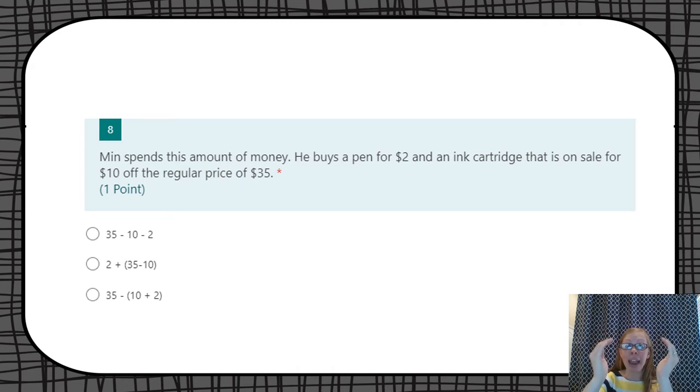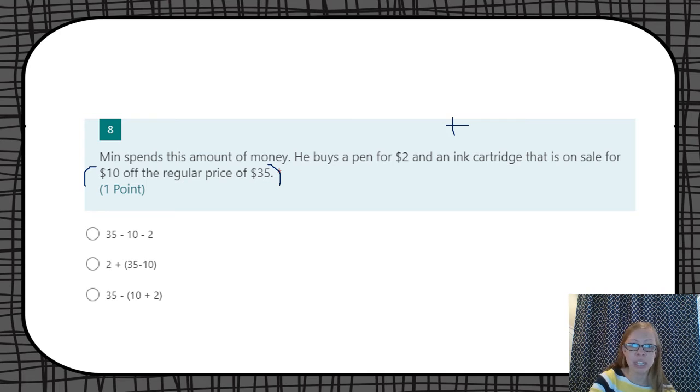I recognize that I need parentheses around this because these are working together. The $2 pen was not $10 off. The whole price, putting it all together, the pen plus the ink cartridge, was not $10 off. It was just $10 off of the price of the ink cartridge, which was regularly $35. So I'm going to need 35 and 10, subtracting those, because I'm taking $10 off, I need that to be in parentheses. To figure out how much money Min spent, I'm also going to have to add to that the cost of both the pen and the ink cartridge.